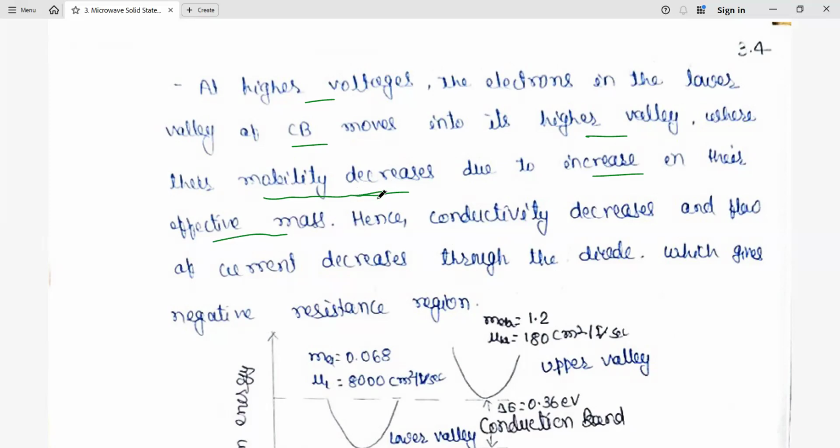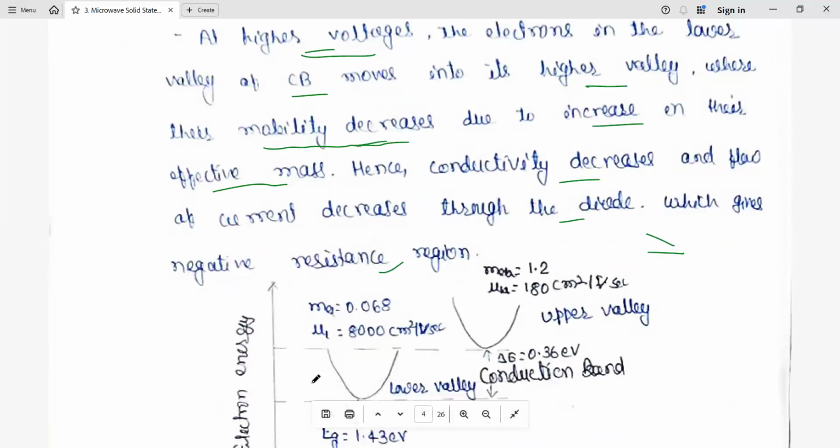Mobility is going to decrease. Due to that, even voltage is going to increase, and current is going to decrease. So due to that, conductivity is going to decrease, and finally the flow of current decreases through the diode. So voltage is increasing, current is decreasing. So due to this, we have a negative resistance region.